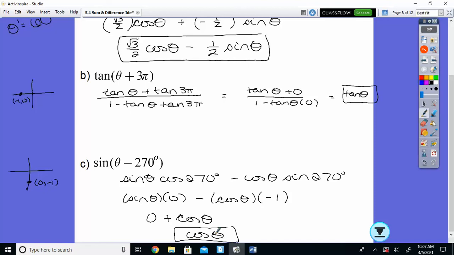So this is just practicing using those formulas, except there are some points off the unit circle that we can evaluate. Do we need more problems like that?